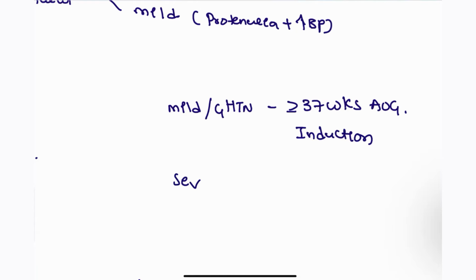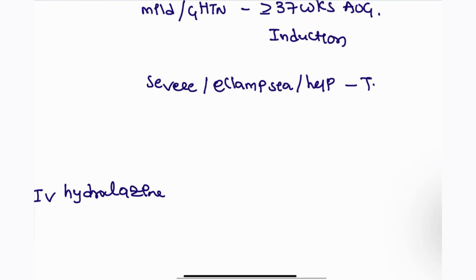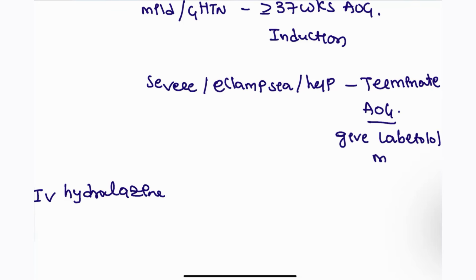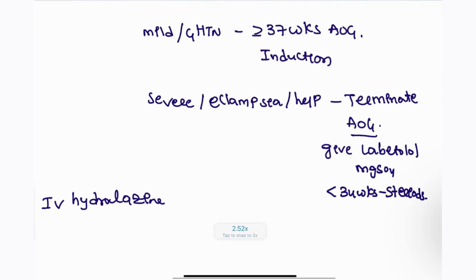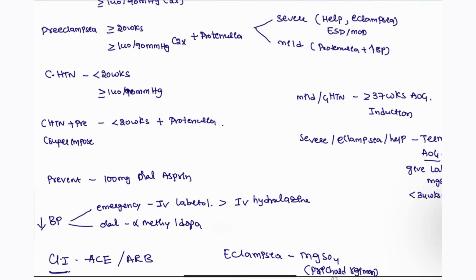But if it is severe, or if you see eclampsia, or if you see HELP syndrome, what you have to do is terminate the pregnancy immediately, regardless of the AOG. But what are the important things that you have to take note of when terminating the pregnancy? Give the patient labetalol and MgSO4, and if the patient is less than 34 weeks, give steroids, and antibiotic prophylaxis should also be given. Okay, this is the termination procedure that you have to follow. These are the important points that you have to take note of, guys.